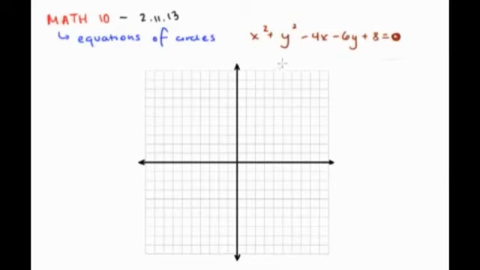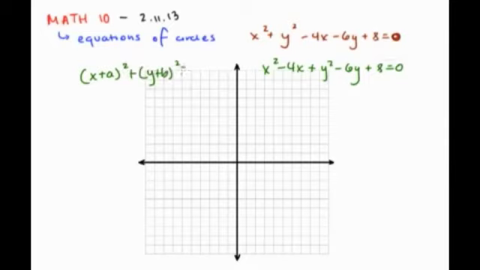First, you want to get your x terms and your y terms together. So x squared minus 4x plus y squared minus 6y plus 8 equals 0. And now we're going to do kind of a double complete the square, because you know that this is a perfect square, and this is a perfect square. So let's try that completing the square thing.